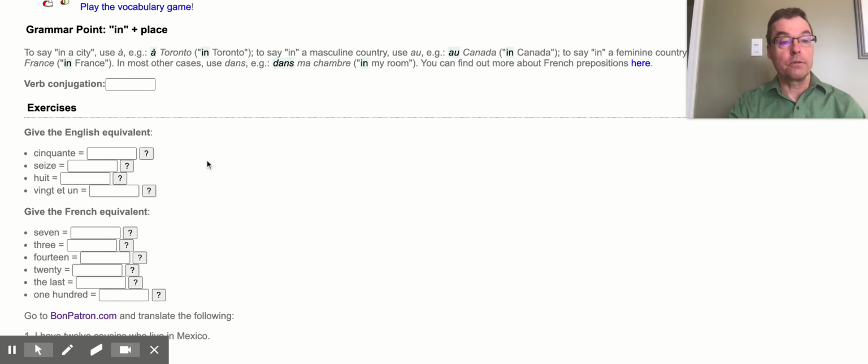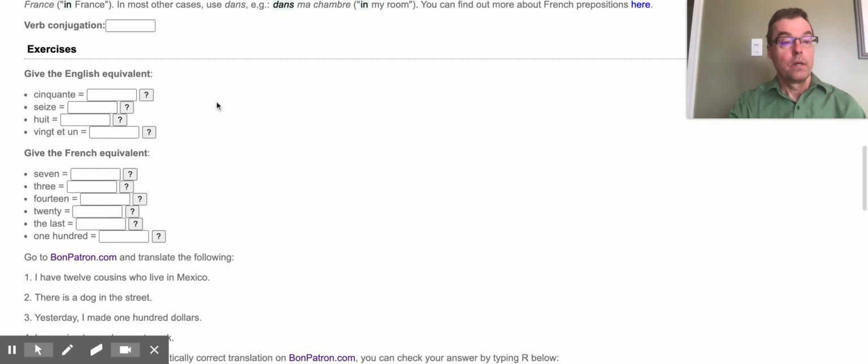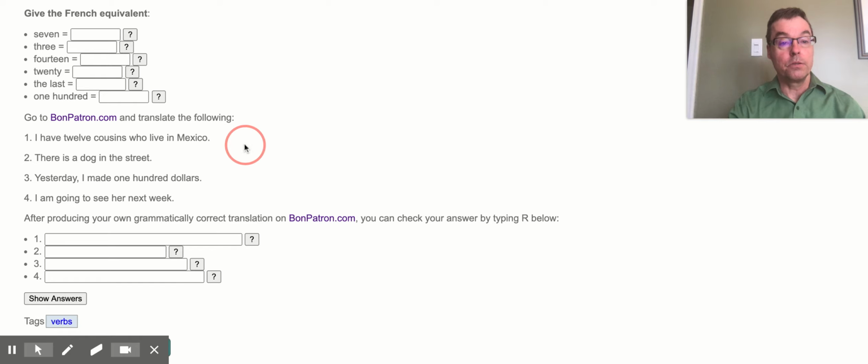Have a look at the exercises for the numbers and make sure you do the translations here. You should already be in a position to start putting words together in sentences. And once you do, go over to BonPatron's grammar checker and make sure you've got the grammar correct.